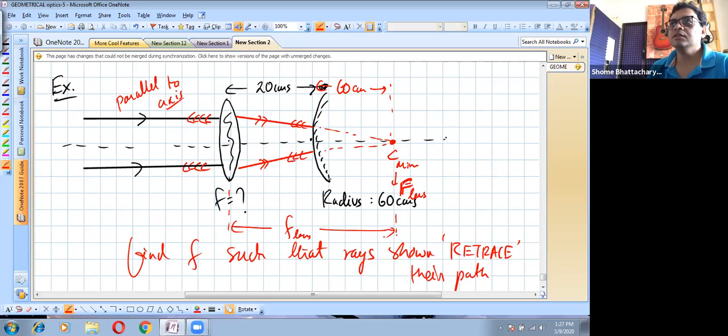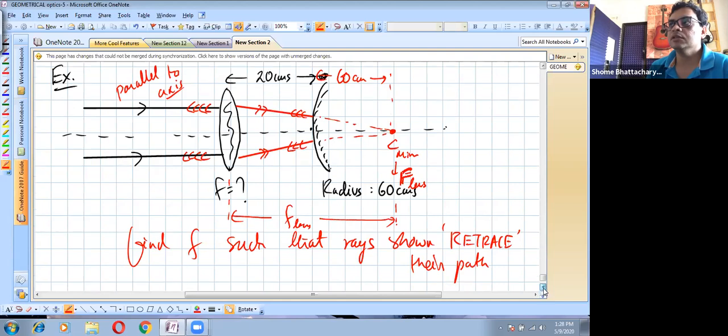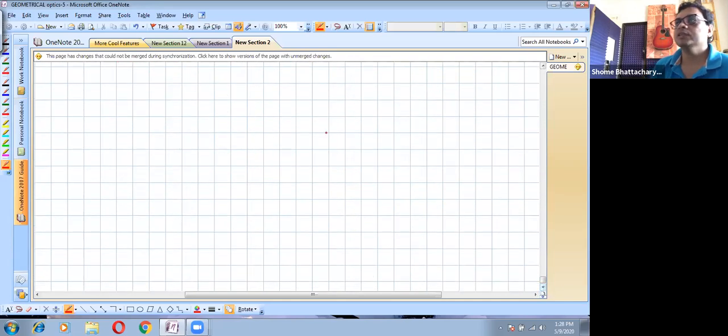That means the image formed by the first refraction through the lens itself should create normal incidence at the mirror. So where should that image be? That should be at the center of curvature. Now, because the incident rays are parallel on the lens, the image will be formed at its focal position. So its focal position should coincide with the center of curvature of the mirror. Okay, so this is one type of question. Now, one more question I want to discuss.